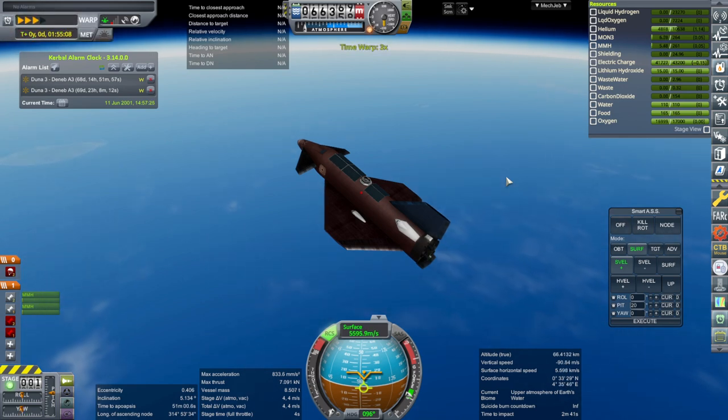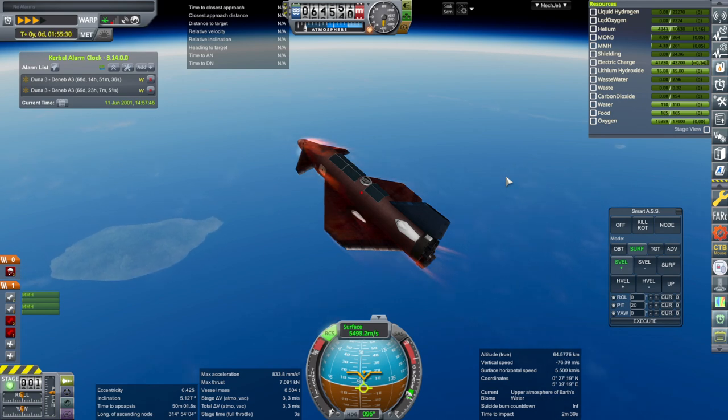Okay, it's not overheating anymore. So, maybe their numbers are good. Maybe I just shouldn't have gone so deep into the atmosphere. We didn't even lose the engine this time.